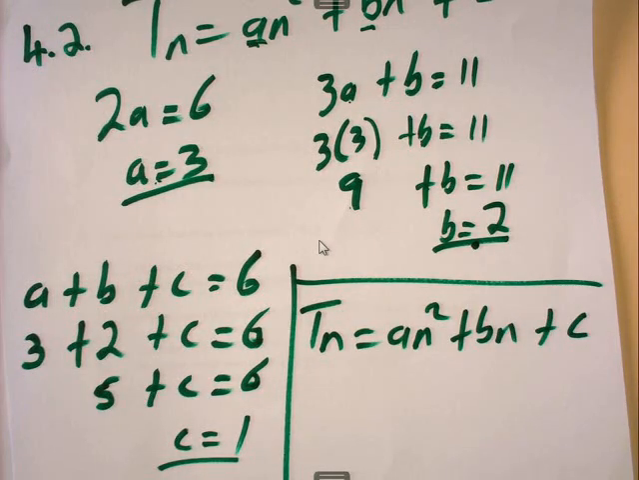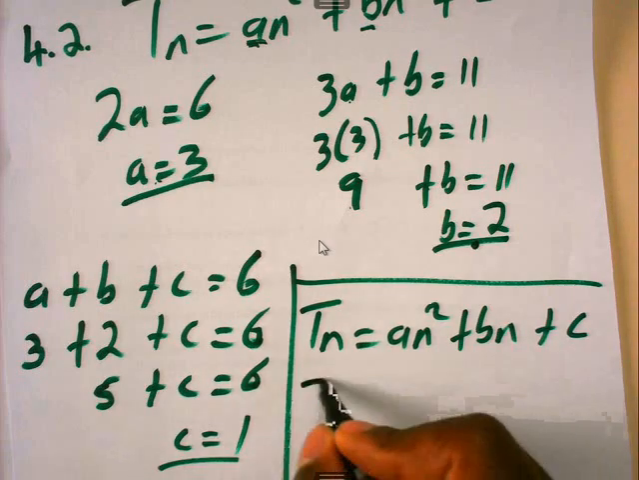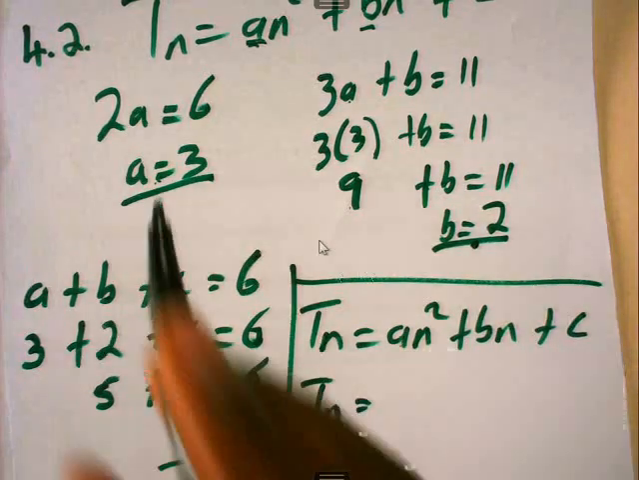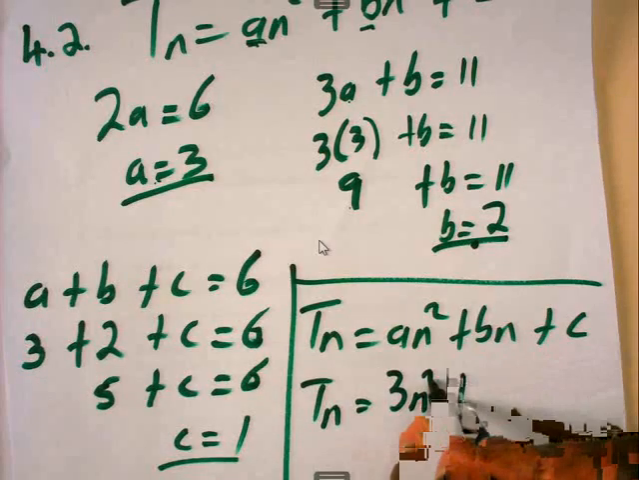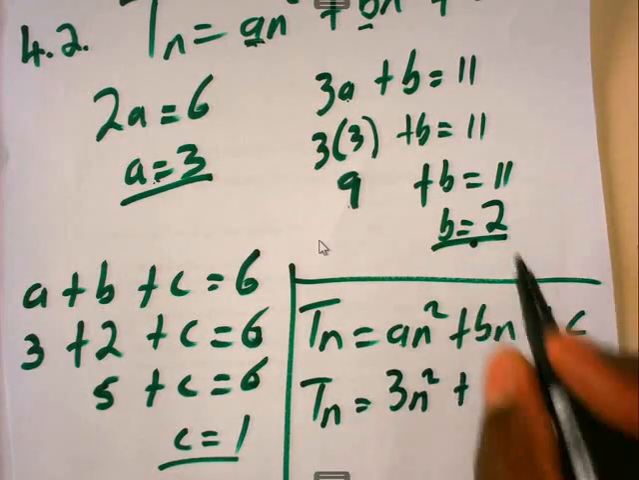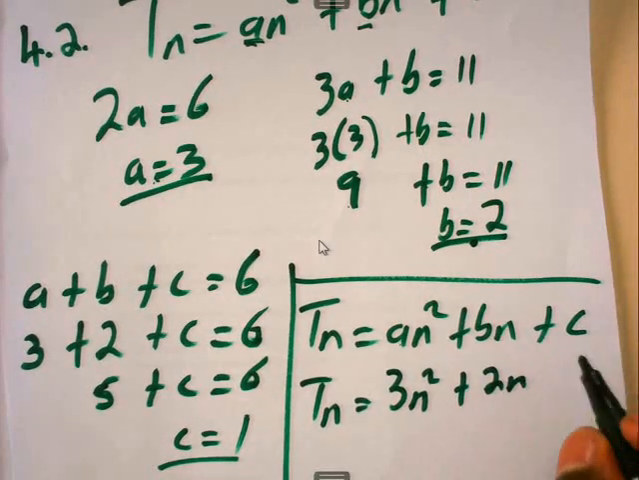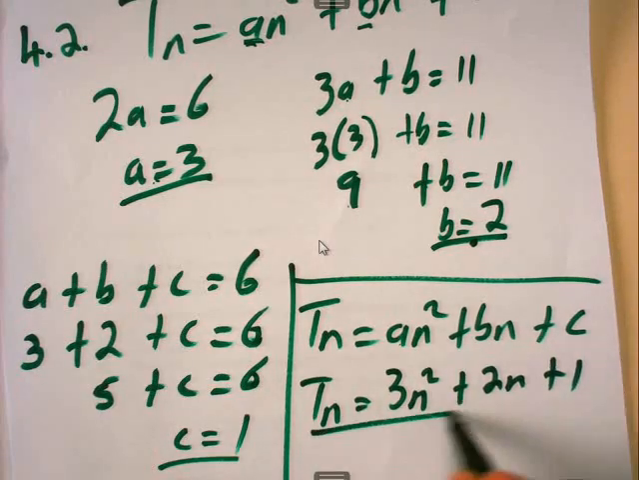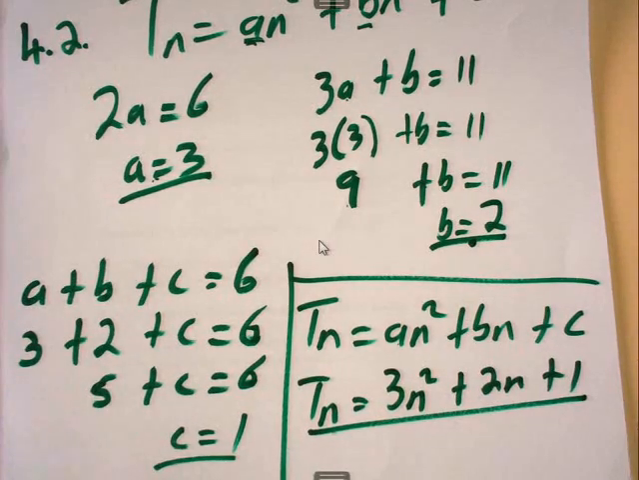Now, all we have to do is to substitute those values. Tn, what is the value of A? 3. 3n squared. What is the value of B? Our B here is 2. 2n. Our C here is 1. This is the nth term of the quadratic number pattern. The nth term of the quadratic number pattern is now Tn is equal to 3n squared plus 2n plus 1.